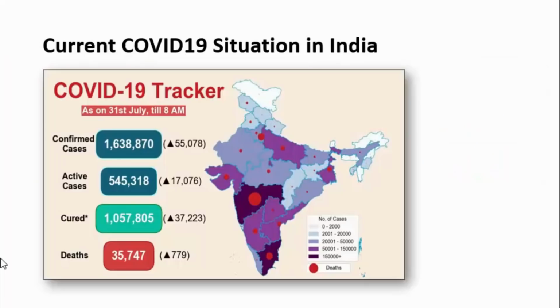Now I'll be telling you the current COVID-19 situation in India as per 31st July 2020. The total confirmed cases are 16,38,870. The active cases now are 5,45,318. The cured cases are 10,57,805 and the deaths have reached 35,747.